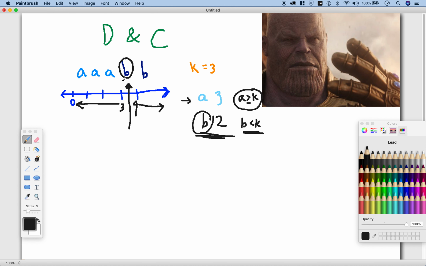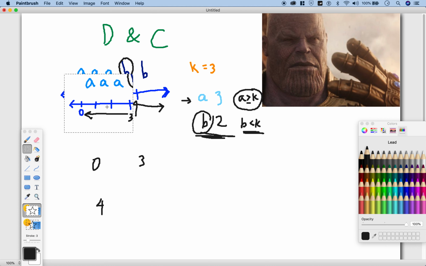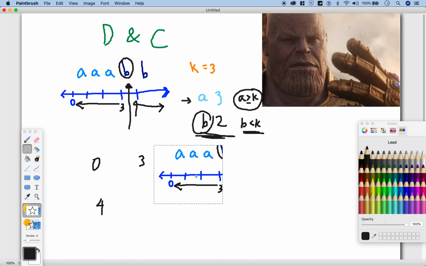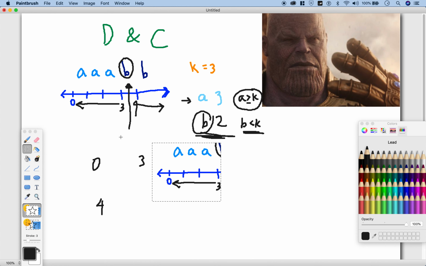Okay, so we're going to go from 0. Our new search space is from 0 to 3 and 4. And I'm going to copy this over here. You see how we were able to divide this problem into two smaller problems, right? By using kind of like a trick to narrow down our search space.